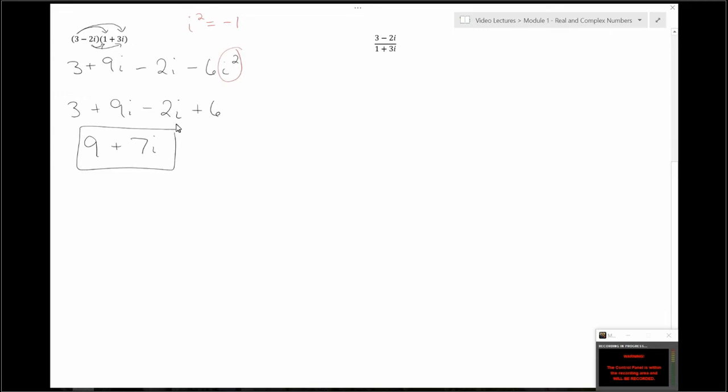So I said this as distribution. If you know this as FOIL, you can go ahead and do that as FOIL, but I prefer distribution as it's a little bit more flexible. And I'll go ahead and show that much later in a different video.